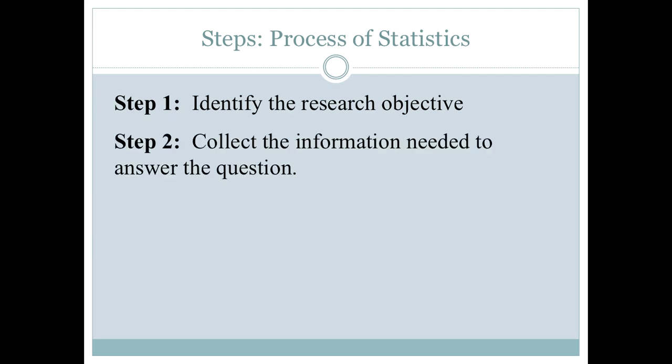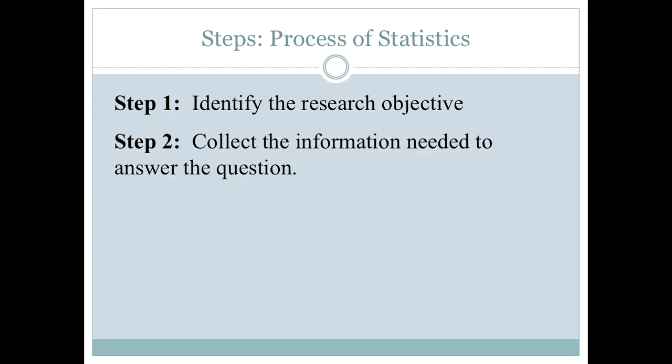Now, there are several steps involved in the process of statistics, and this isn't something that you need to memorize. It's just something we want to talk about, make sure you understand it. So the first step in the process of statistics is to be able to identify the research objective. So basically just trying to decide what we're going to be researching.